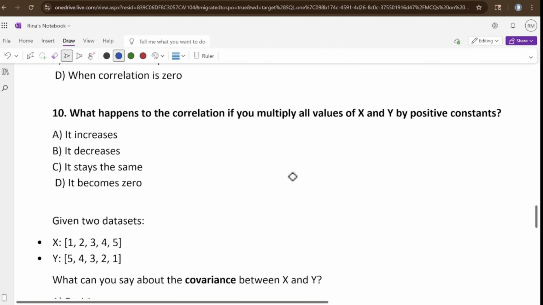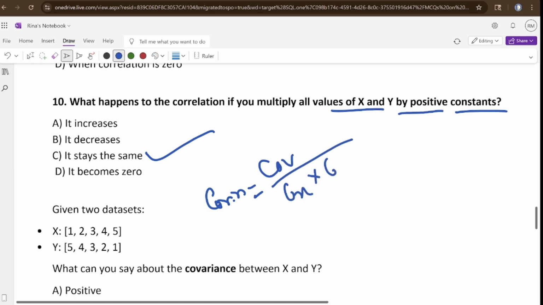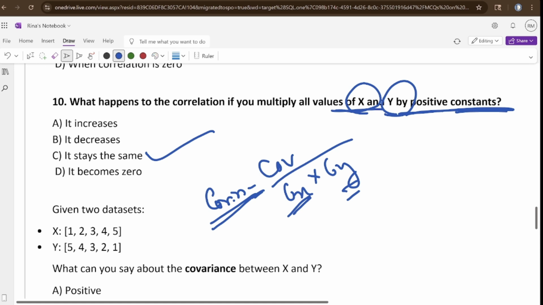What happens to the correlation if you multiply all values of x and y by a positive constant? It will stay the same, because correlation is covariance divided by sigma x into sigma y. So now all values of x and all values of y are scaled by some positive constant. Does it really matter to the correlation? No, because it is just a positive constant.